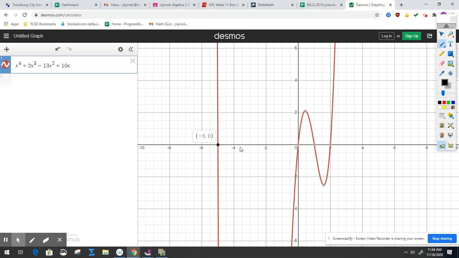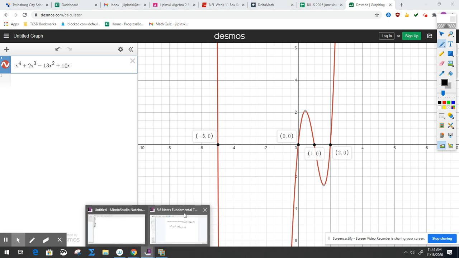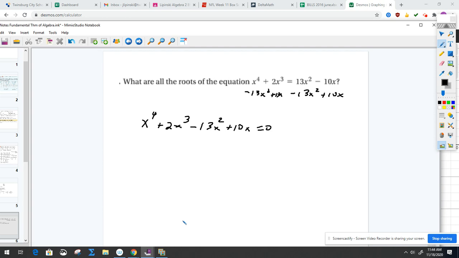Because I see 4 zeros, this indeed does have 4 real zeros at negative 5, 0, 1, and 2. Now to show the mathematical proof for negative 5, 0, 1, and 2, and again, that came from Desmos where it crossed the x-axis, I'm going to do synthetic division. And I get 1, 2, negative 13, 10, and then 0. Remember, there's no constant term here, so I'm going to put that out there.